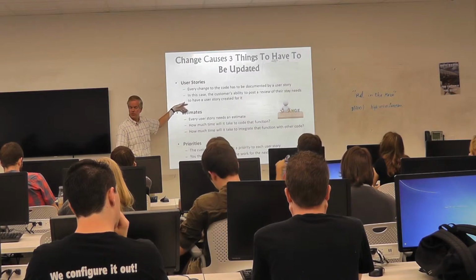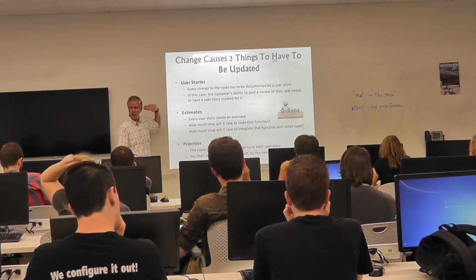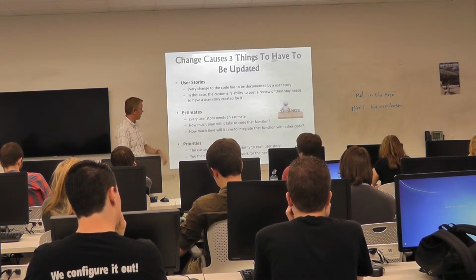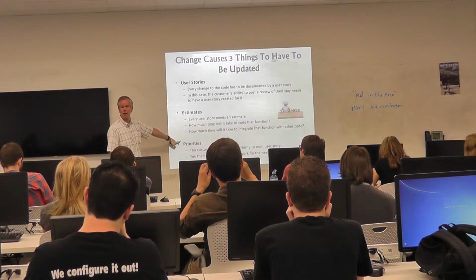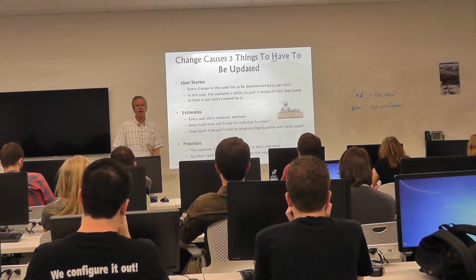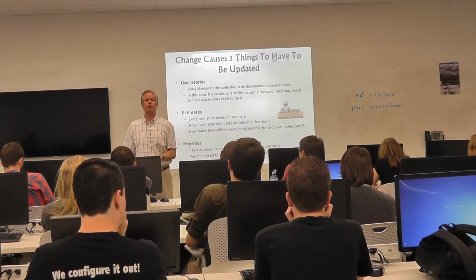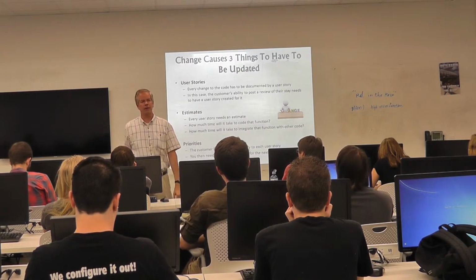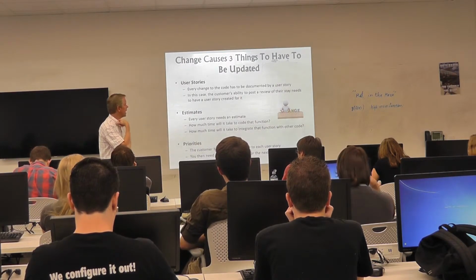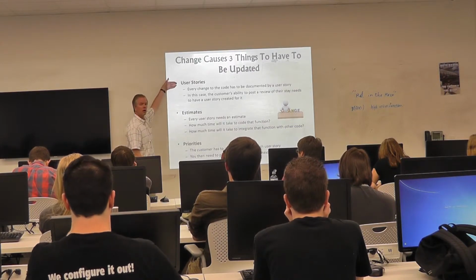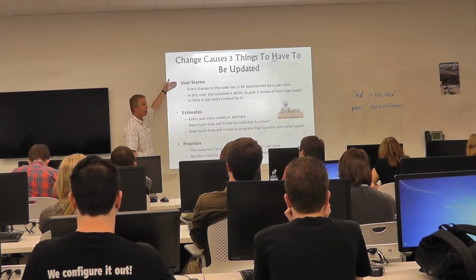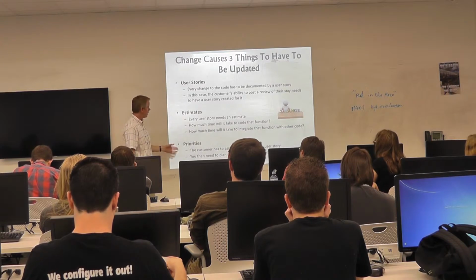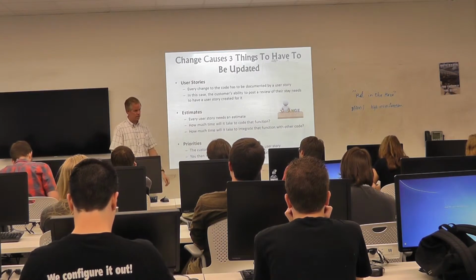Estimates, right? The user has decided he wants everything to be purple. That's going to add 2 points. Okay? And then the last thing that can change is what? Priorities, right? This wasn't important, now it's become super important. This was super important, now I don't care about it anymore, right? So the three things that can change in your life are, number 1 is what? Number 2 is what? And number 3 is what? There you go. Make sense?